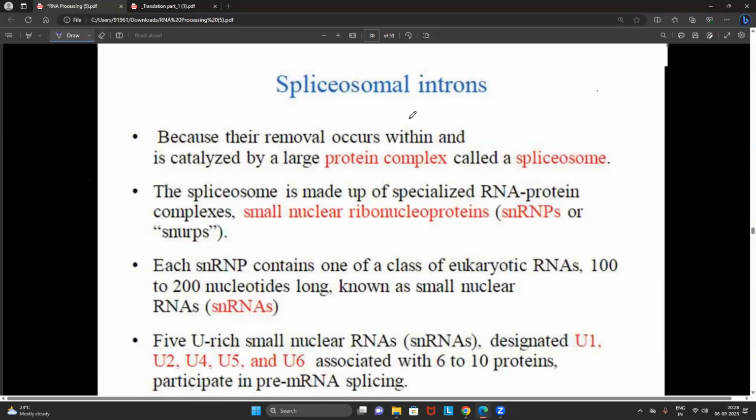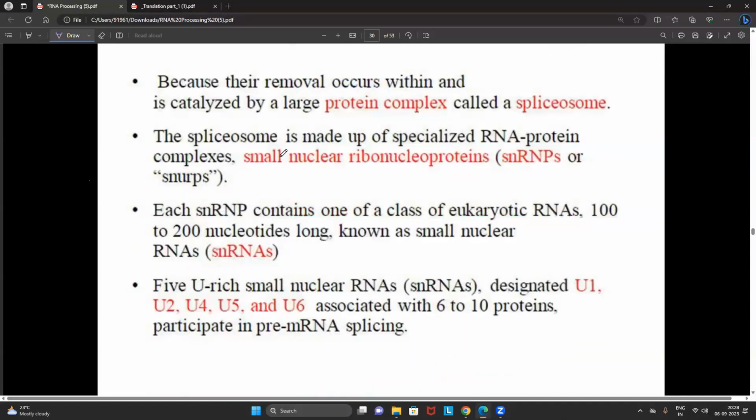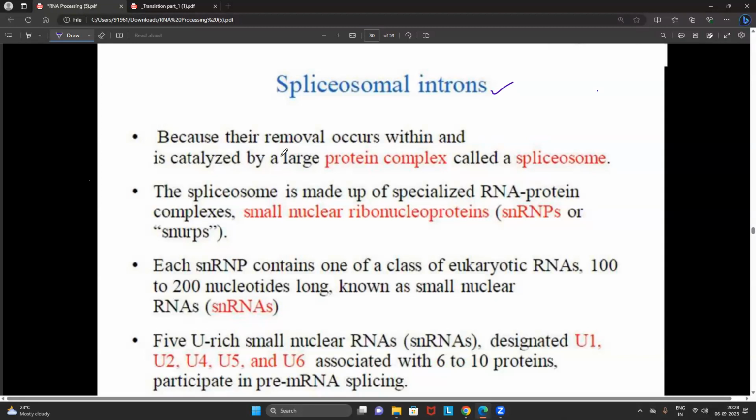Okay, now all the students try to understand what exactly I'm trying to explain to all of you. Just follow me very correctly. Remember my words correctly. The spliceosome is made up of two things. What was that? Spliceosomes are made up of RNA molecules, and friends, the spliceosomes are made up of proteins also. There is no need to get confused with that. It's made up of RNA and it's made up of proteins also.